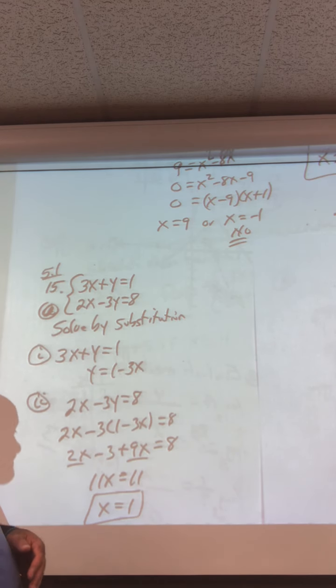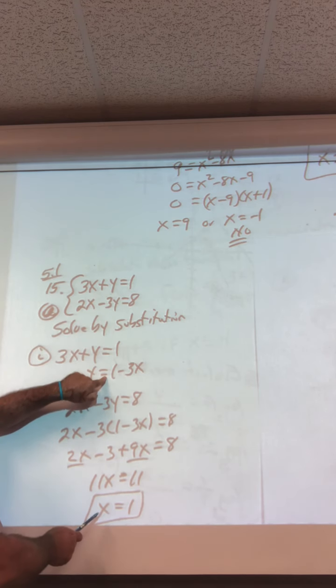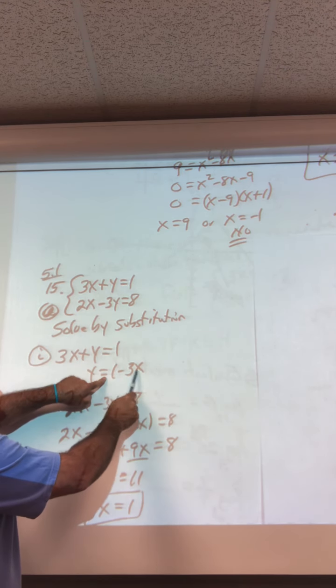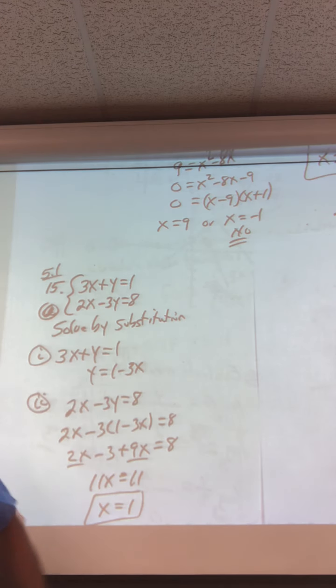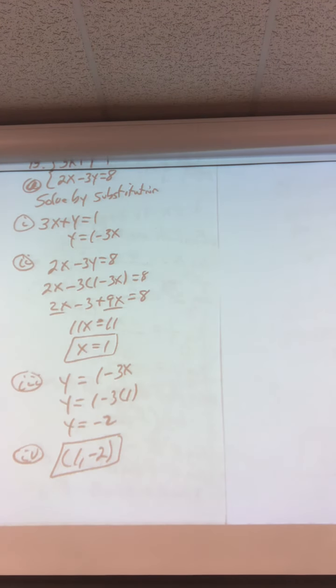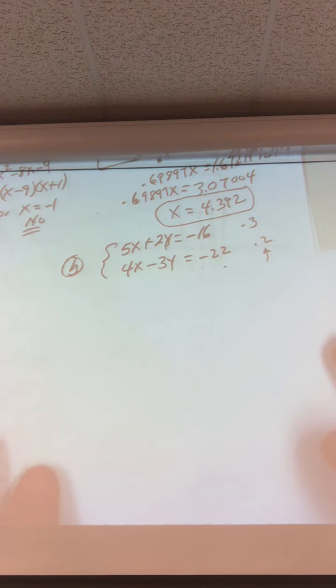And then the third step said, use step 1 and step 2 to find the last part of the answer. So take this number, plug it in right here. So 1 minus 3 times 1 is 1 minus 3, which is negative 2, and that will give you the y value. And then write your final answer as an ordered pair. Okay? Next one. And again, pause the video anywhere you need to get it copied.